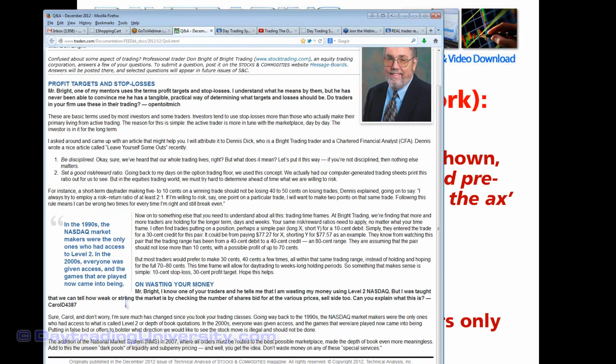Anyway, he also says, I was taught that we could tell how weak or strong the market is by checking the bids or shares on the buy or sell side. Can you explain? No. After 2007, that became worthless. He said the depth of book is even more meaningless, right? So after 2007, it was a good strategy back in the day.